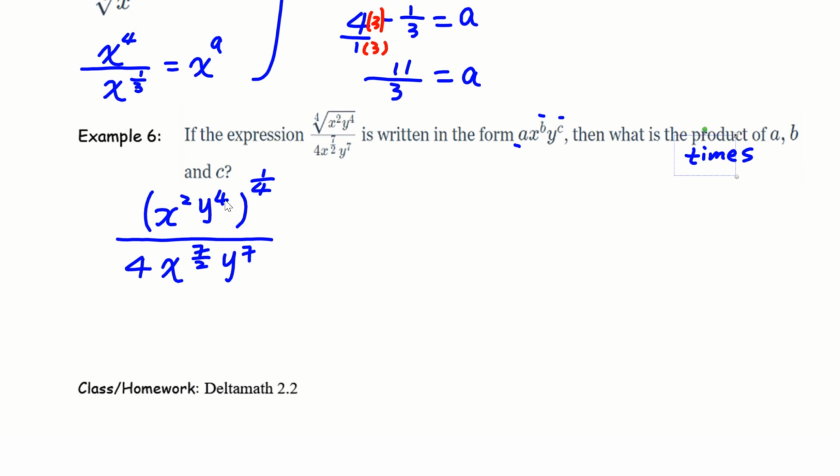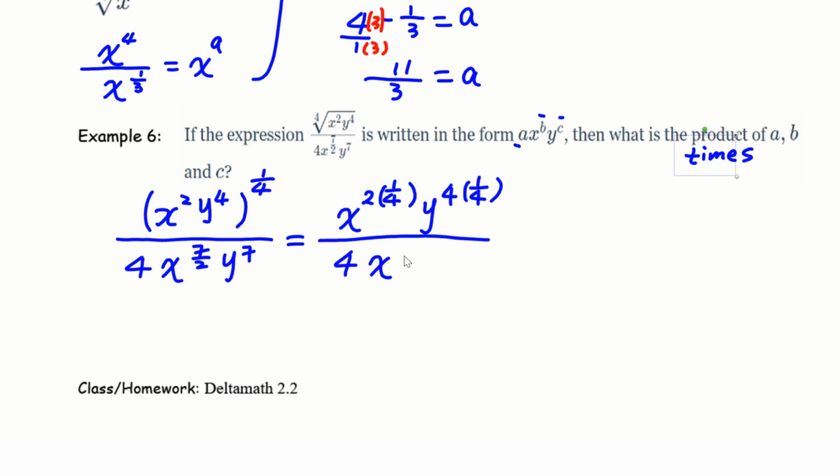So this is the law of product. We apply the exponent to each factor, so the exponents will be multiplied. So 2 times 1/4, then y to the exponent 4 times 1/4, all over 4 times x to the exponent 7/2, y to the exponent 7. Then we continue. This one, no number means it's 1, so we have 1/4 here.